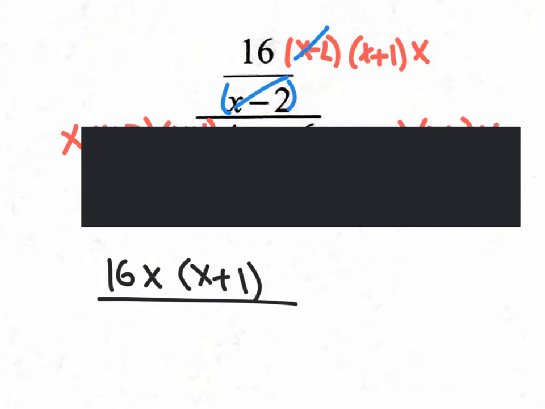Now, I do have the option of distributing that 16x, but I'm not going to do it. Anyhow, that's all we could do with the top one. We canceled out the LCD with the denominator, and we ended up with 16x times x plus 1.